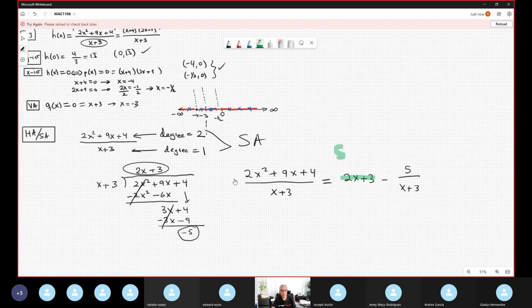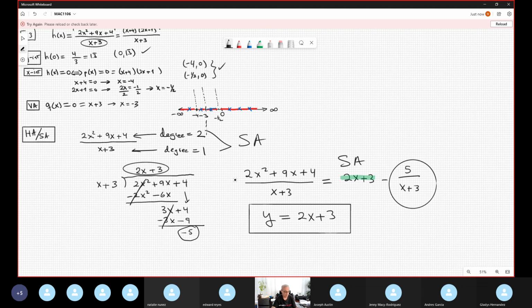Slant asymptote. So the equation for the slant asymptote is 2x plus 3. And when we discovered before, the vertical one is negative 3, which is down. Now I need to investigate if my curve crosses or not.